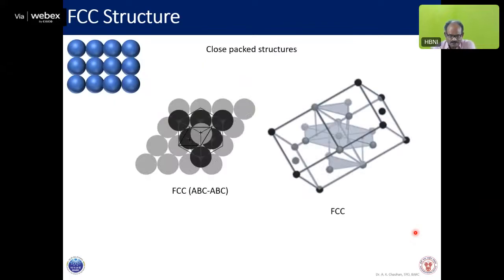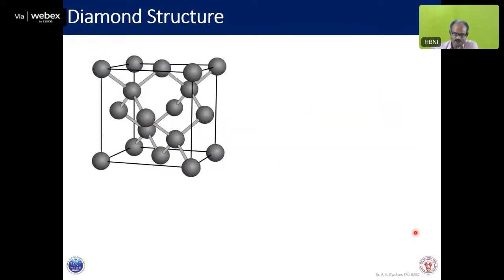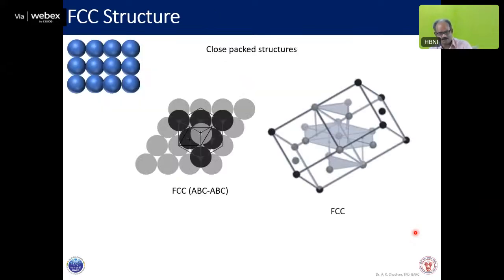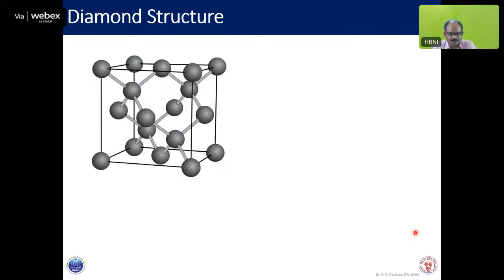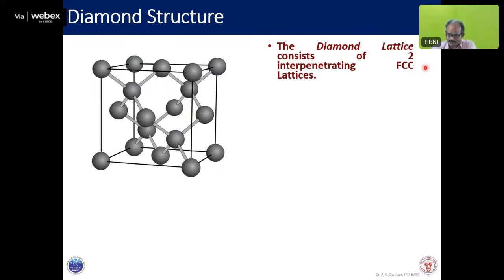So now why are we studying this close packed structure? Because the most important materials, silicon or germanium, crystallize in FCC structure. Before I say more, there is another structure, which is the diamond structure. In the diamond structure, it is two FCC lattices which are interpenetrating each other, one FCC lattice and another FCC lattice.